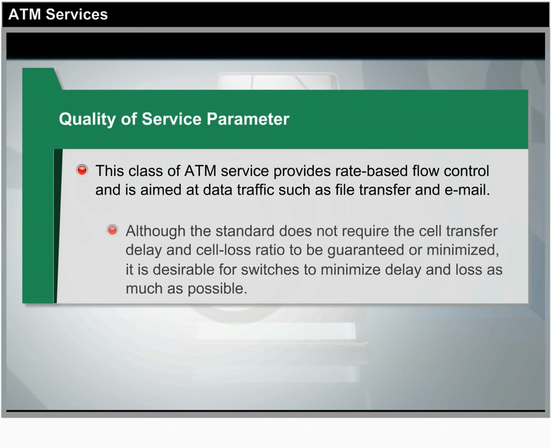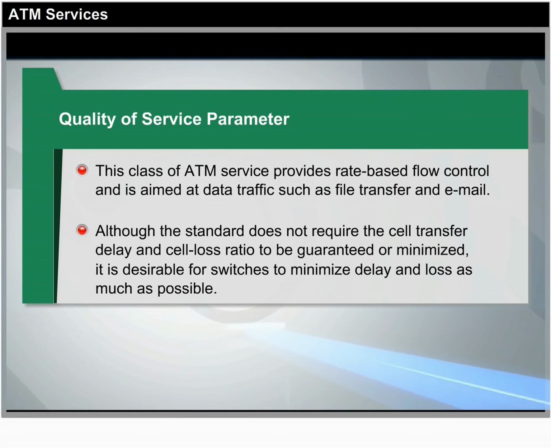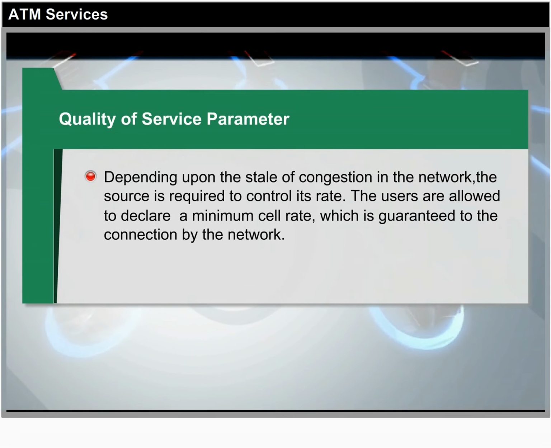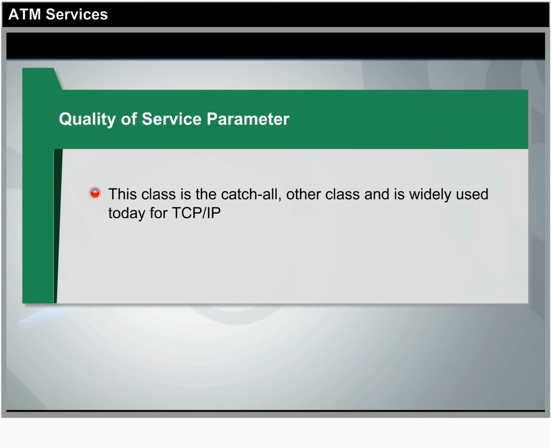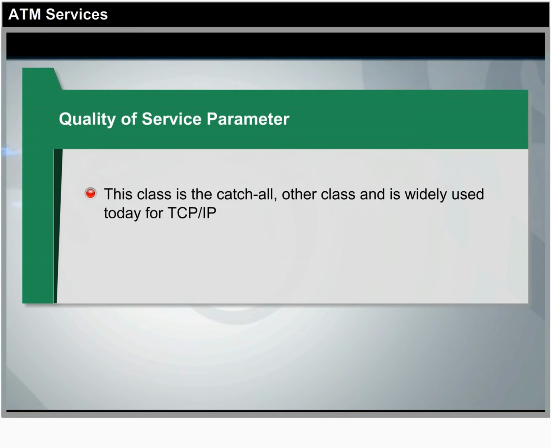Although the standard does not require the cell transfer delay and cell loss ratio to be guaranteed or minimized, it is desirable for switches to minimize delay and loss as much as possible. Depending upon the state of congestion in the network, the source is required to control its rate. The users are allowed to declare a minimum cell rate which is guaranteed to the connection by the network. This class is the catch-all other class and is widely used today for TCP/IP.